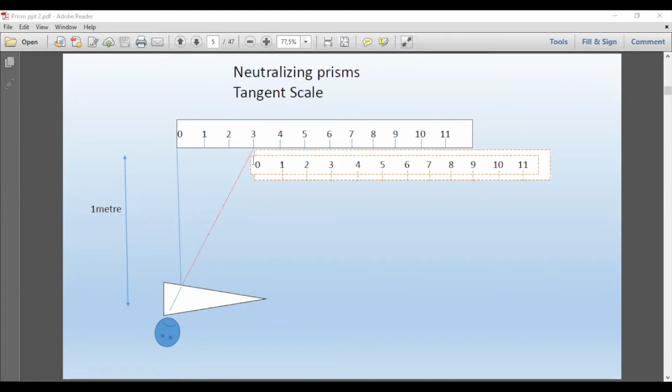Now, you may find if you're out in the bush somewhere and you want to calculate what the power of a prism you have, this is an easy way of doing it. That's if you don't have a lens meter with you.